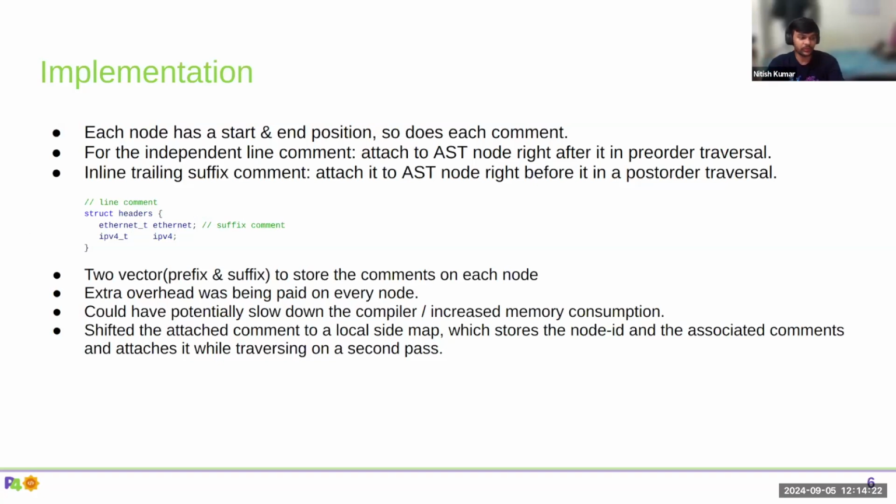Now to do this, we were using two vectors, which were prefix and suffix comments. Each of these added a little bit of extra overhead to the compiler, and this might have potentially slowed down the compiler or increased the memory consumption. So we decided to switch to a local side map, which each P4FMT uses, a P4FMT being our formatter, which stores the node ID along with their associated prefix and suffix comments. And on the second pass, when we do the second pass while printing, we reference this map to print the comments.